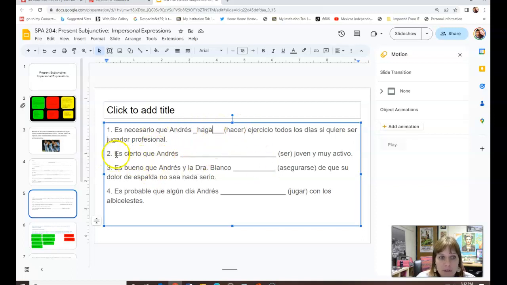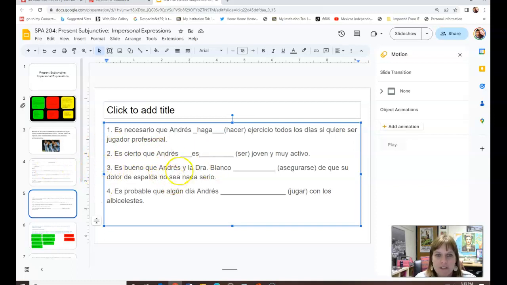Okay, so this next one, I really want us to pay attention because it says es cierto que. And so that means it's certain that Andrés es joven y muy activo. So this is a fact. It's certain that Andrew is young and active. So do we need to use the subjunctive here? No, we don't, because it's a fact.